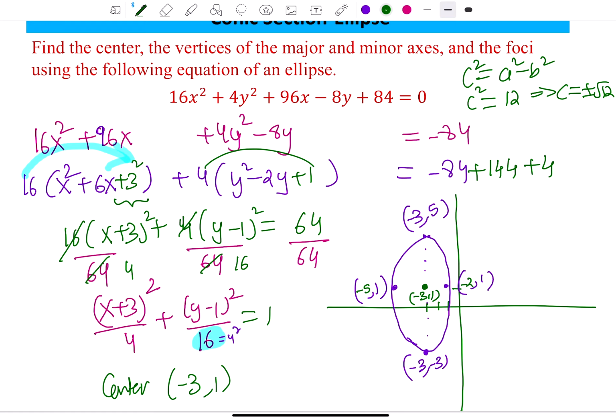So the coordinates of foci will be along the center line. So we'll have coordinates of foci as -3, -1 minus 2 root 3, because square root of 12 can be written as 2 root 3, and -3, -1 plus 2 root 3. So our foci would be somewhere along the major axis, F1, F2.